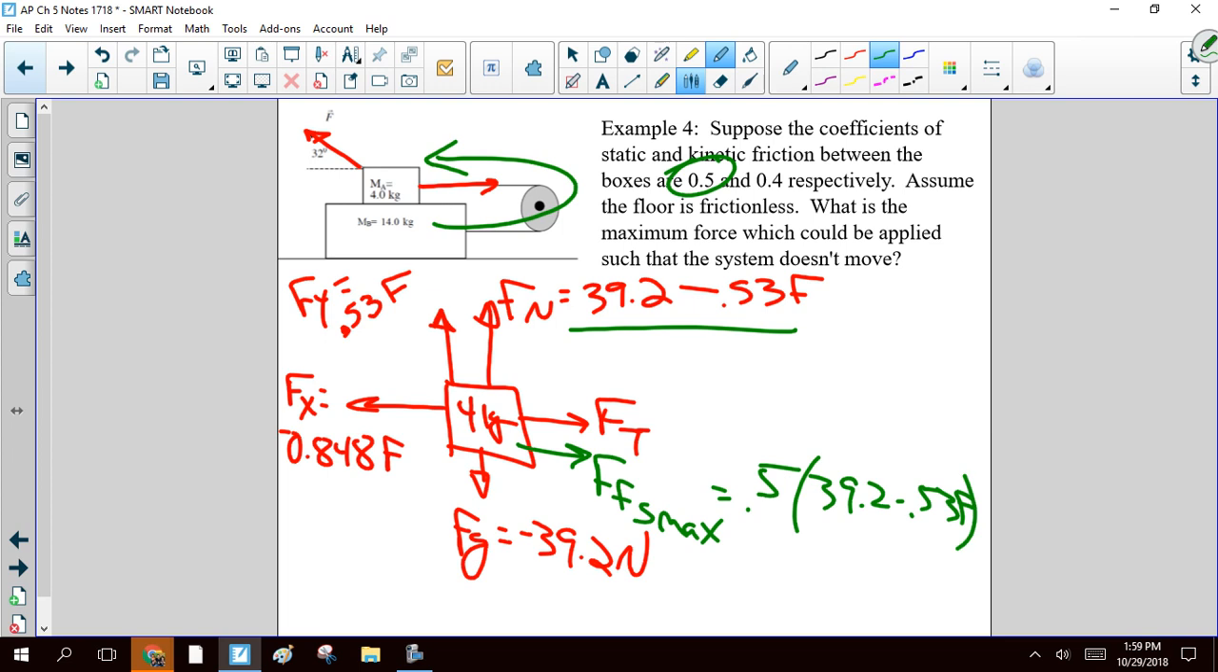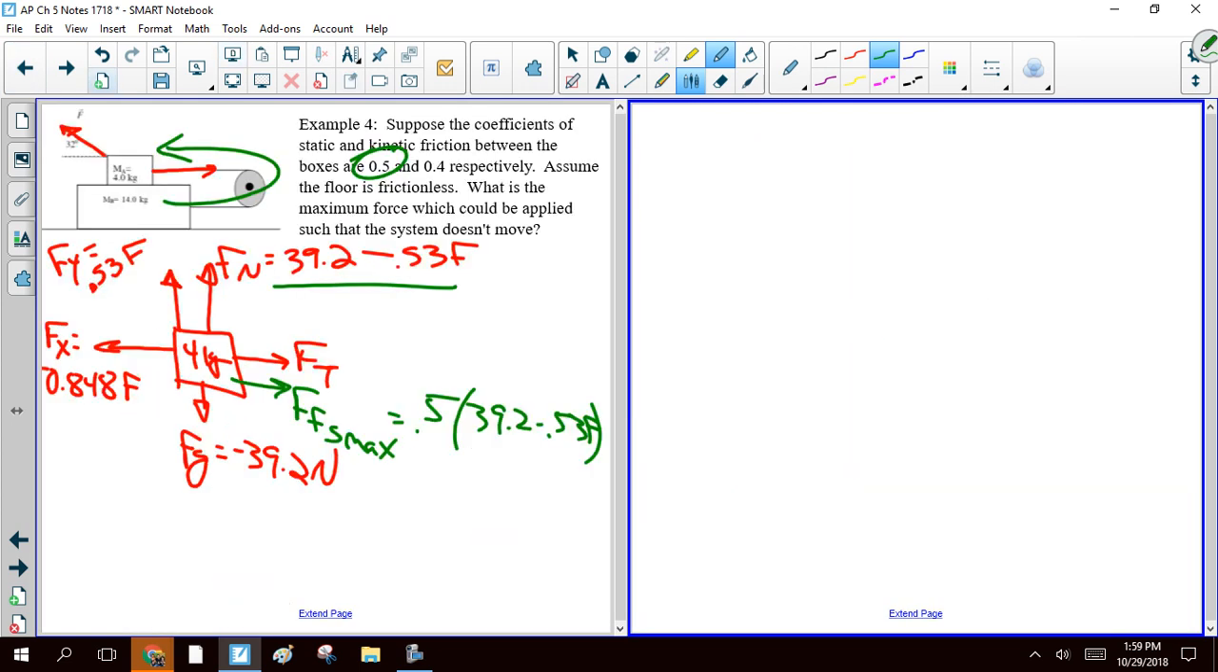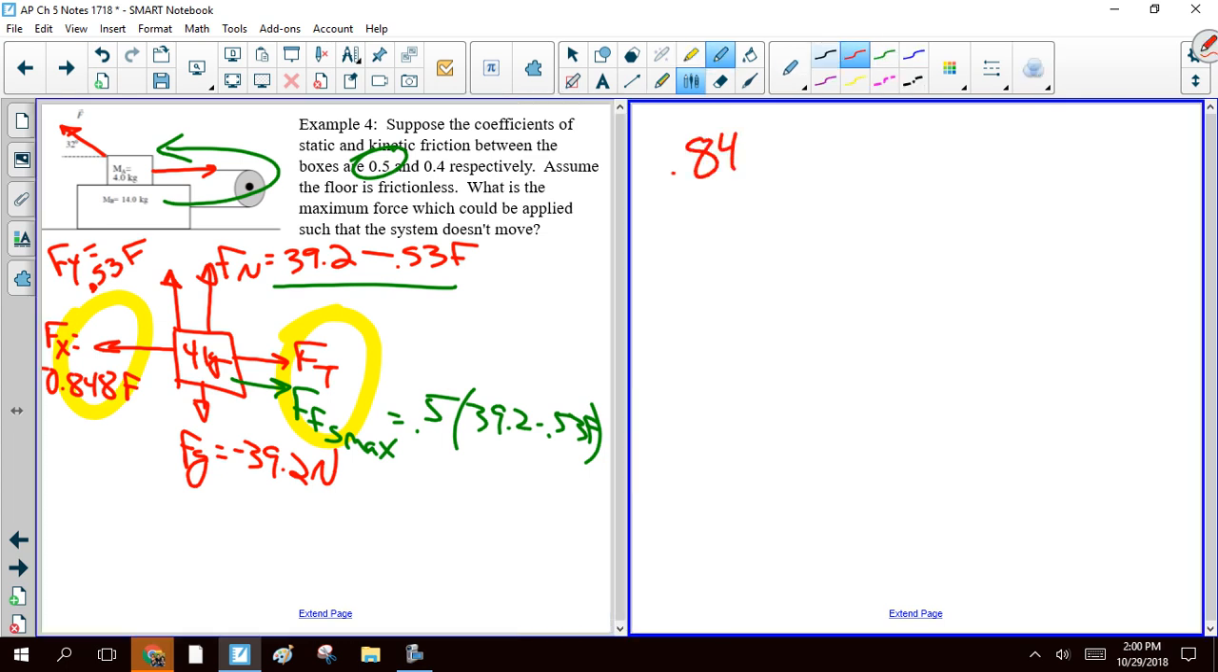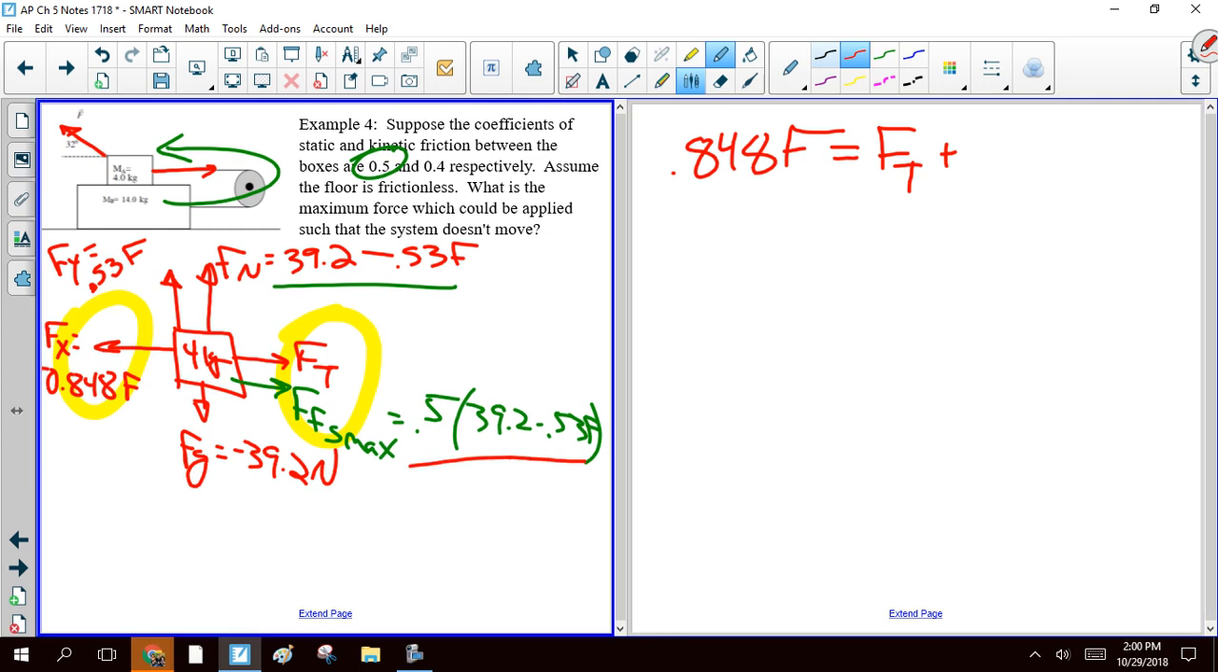All right, so here we go. So if I simplify this, I end up getting this. My goal is I want no motion, right? So I need my horizontal net force to be 0, which means that all of this has to cancel all of this. So in English, we get this. We're going to get 0.848F. It's got to be big enough to cancel out my tension, or whatever that is, plus this mess.